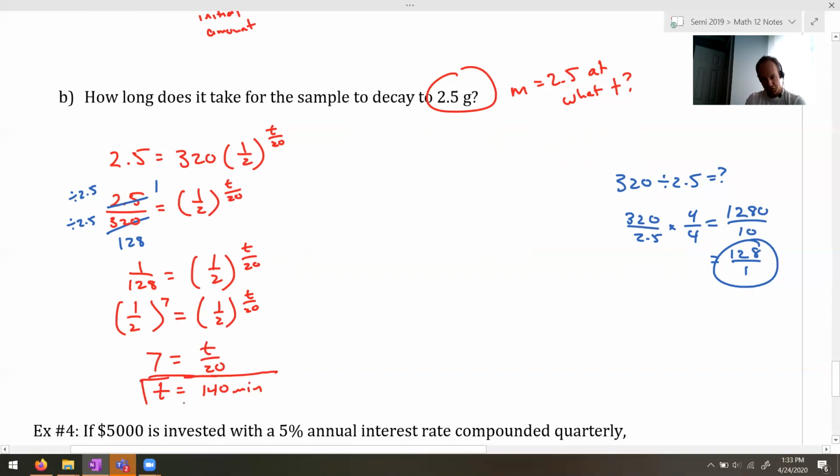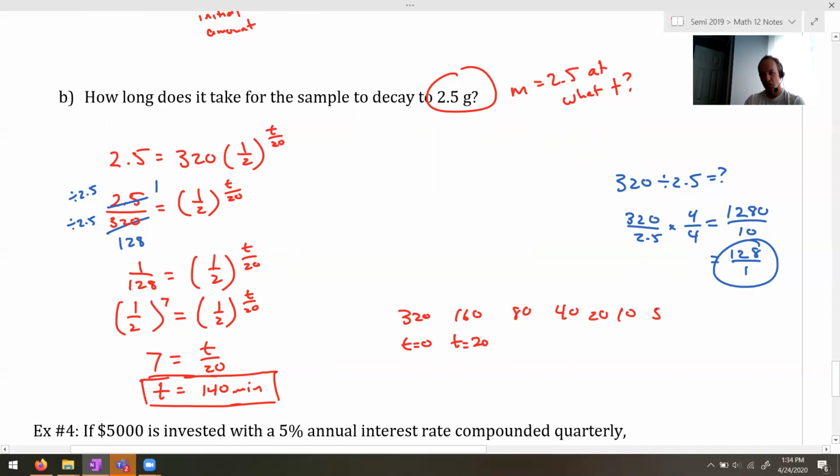Now there's a pretty good chance you could have just sat there and done it this way, right? Okay, 320, that's t equal to 0. You could set 160 as t equal to 20 minutes. You could have cut that in half. And you can keep doing it this way too, right?